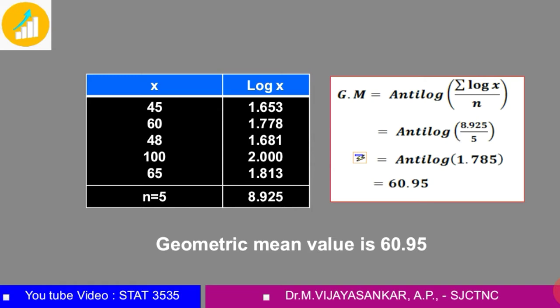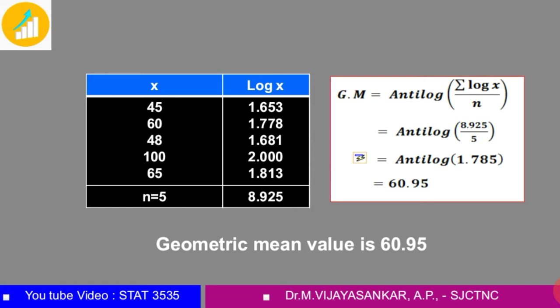Using these x values, we are going to calculate the log x values. Now we take the log of all the given values of x one by one. The log 45 value is 1.653. Log 60 value is 1.778. Log 48 value is 1.681. Log 100 value is 2.000. And log 65 value is 1.813.